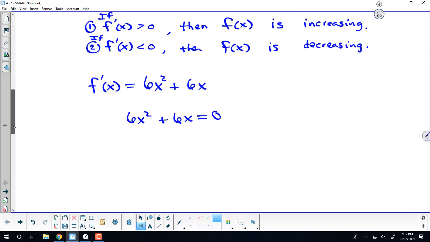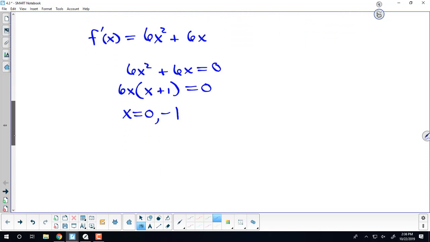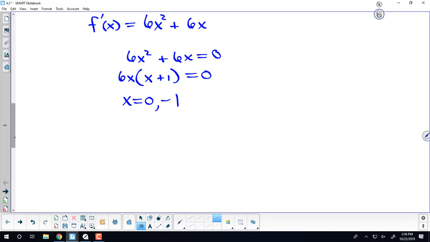Okay, so we'll factor out the greatest common factor, and see that our first derivative is 0 when x is 0 and negative 1. So that's how we're going to space out the intervals that we're testing, with those two values we get.